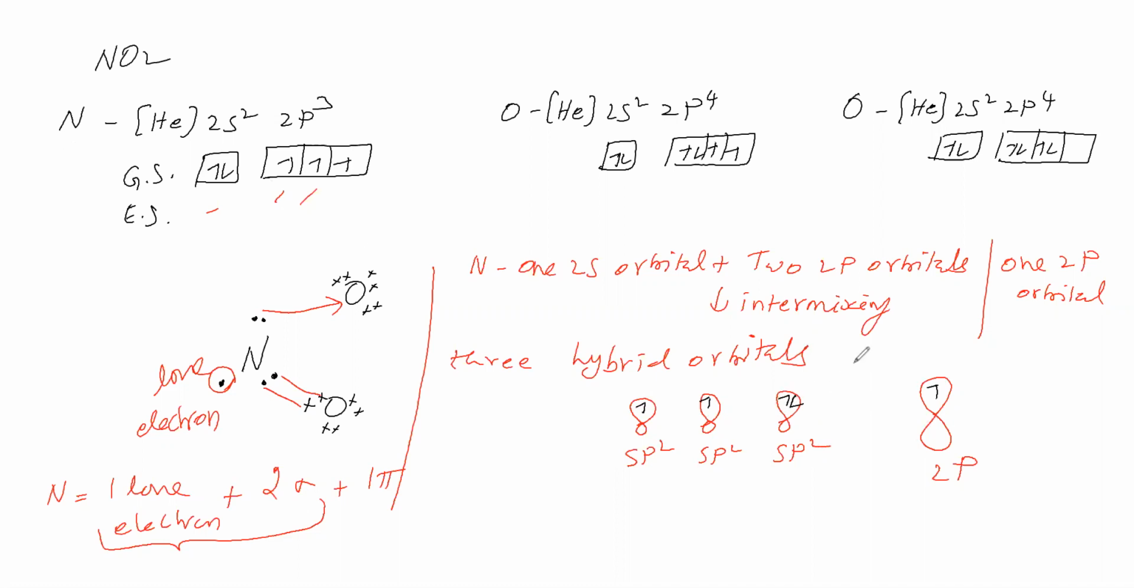Lone pair in the sense one pair of electrons. Okay, so now we will see. Now this sp2 orbital and this 2p orbital of oxygen undergo sigma bonding. In this sigma bond formation, nitrogen provides the unpaired electron of the sp2 orbital and oxygen provides the unpaired electron of the 2p orbital and gives a sigma bond. So sp2-p.